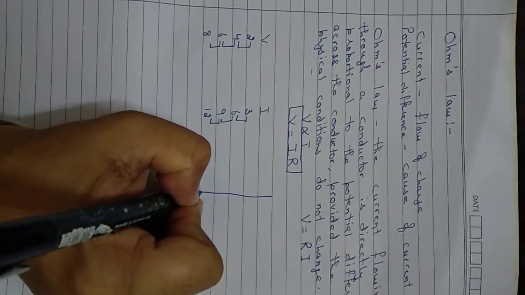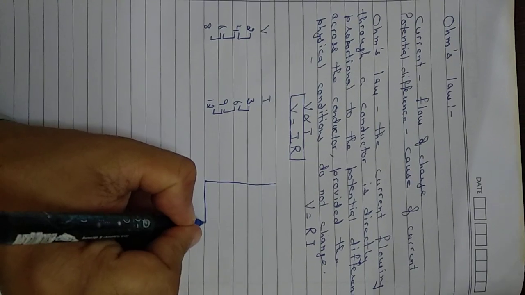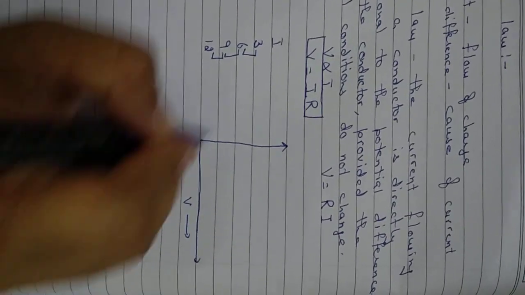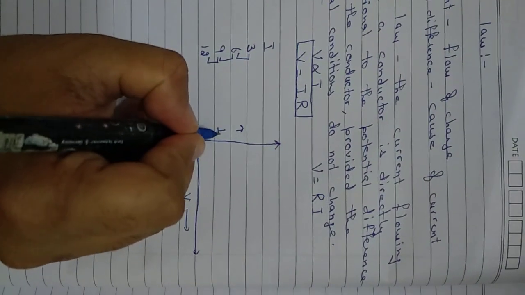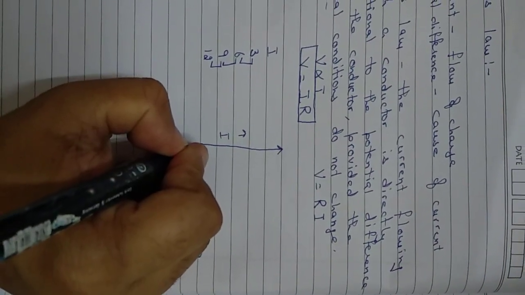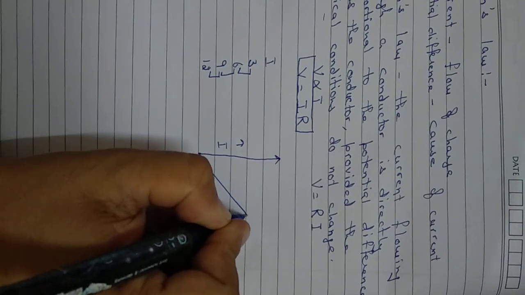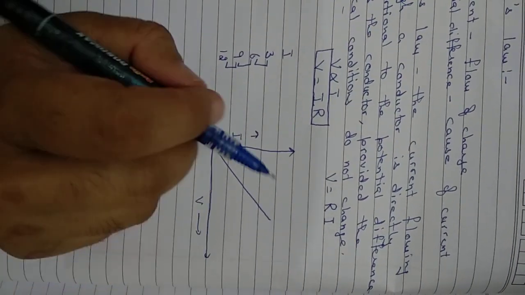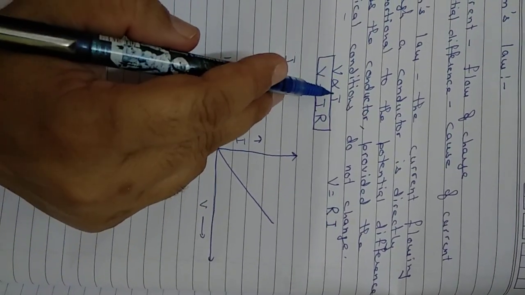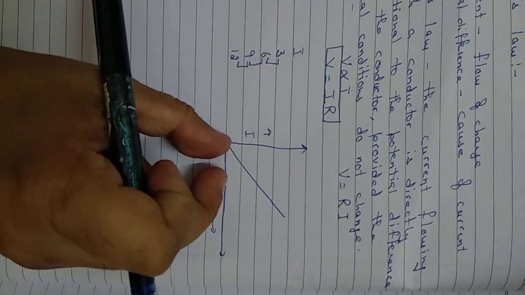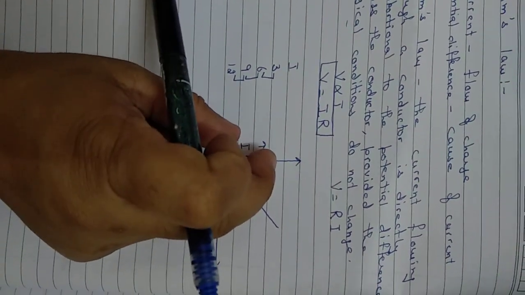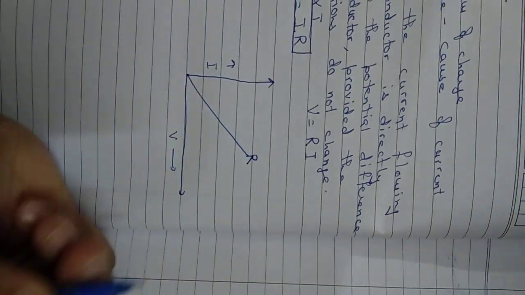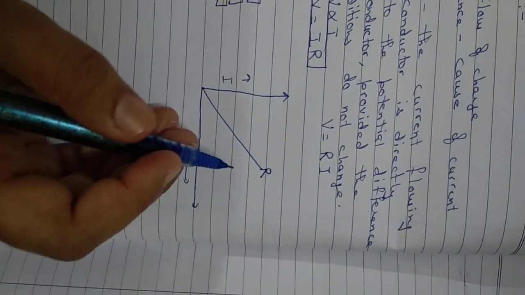Graph. If we draw a graph between V and I, taking V along the x-axis and I along the y-axis, the graph for Ohm's law comes out to be a straight line. So a straight line shows Ohm's law, V is proportional to I. As V is increasing, I is increasing by the same amount. So V is proportional to I. This straight line will give us the value of R.